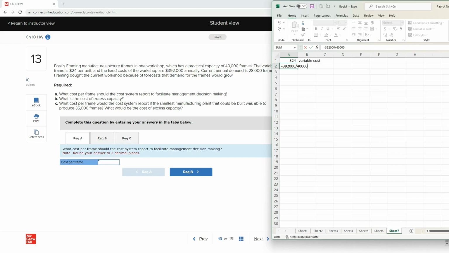If we divide it based on just those 28,000 frames, which is the current annual demand, then all of the excess capacity costs are absorbed into those 28,000 frames, which isn't really fair. It doesn't give an accurate picture for those customers buying those 28,000 frames. Because again, if we're going to allocate excess capacity costs to those current customers, it has to be because those current customers are going to benefit from the excess capacity. In this case, the excess capacity is not for the benefit of those current customers.